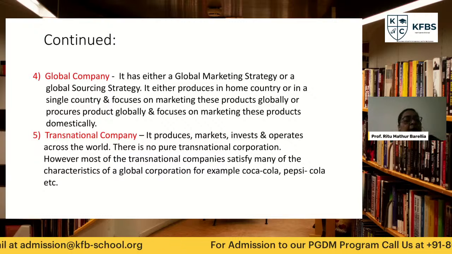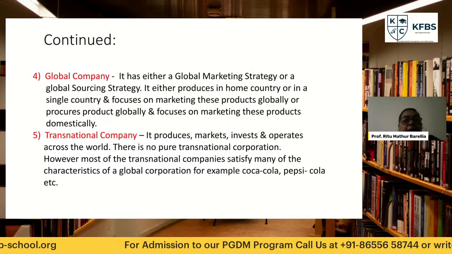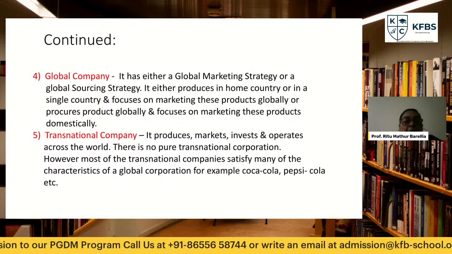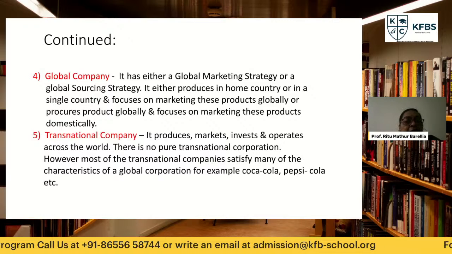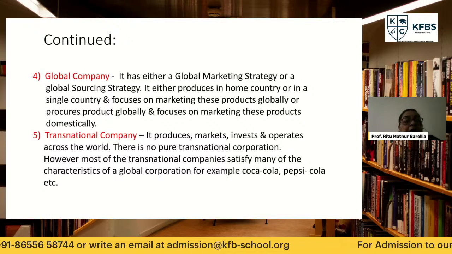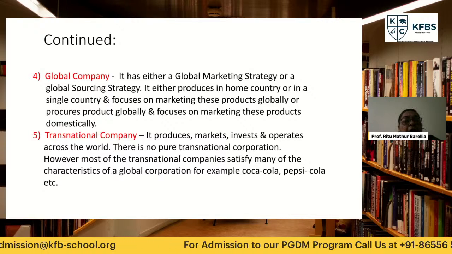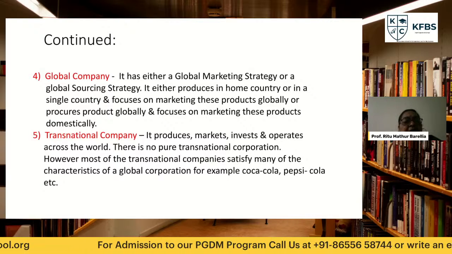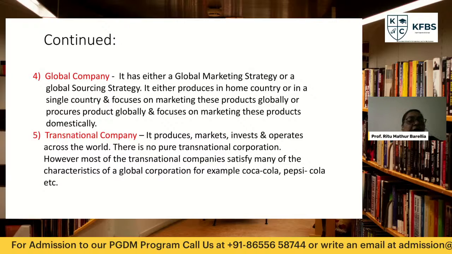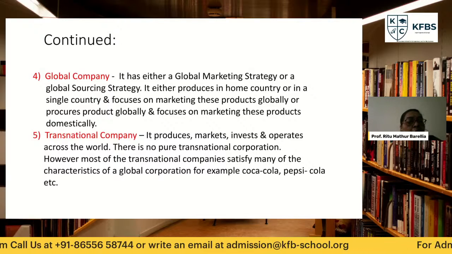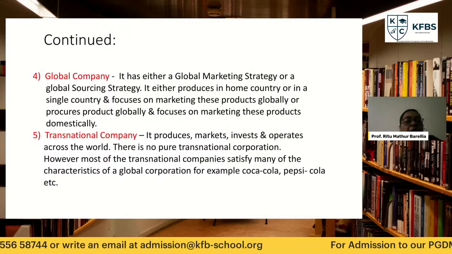The last type of a company is a transnational company which produces, markets, invests and operates across the world. There is no pure transnational company. However, many of the global companies satisfies being a transnational company. Examples could be Coca-Cola, Pepsi-Cola, etc.